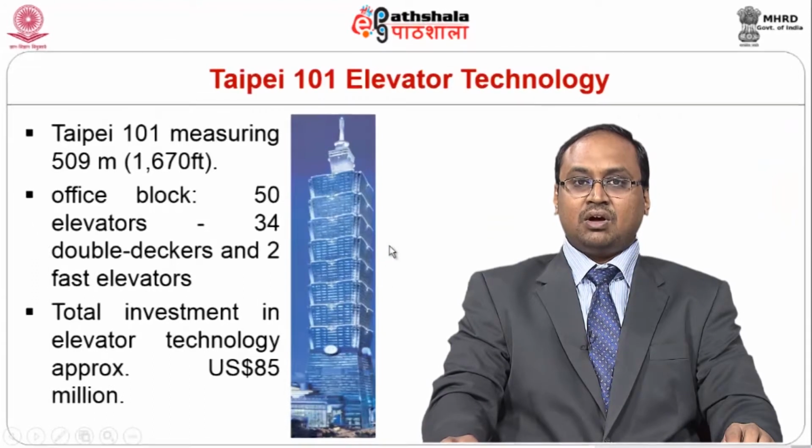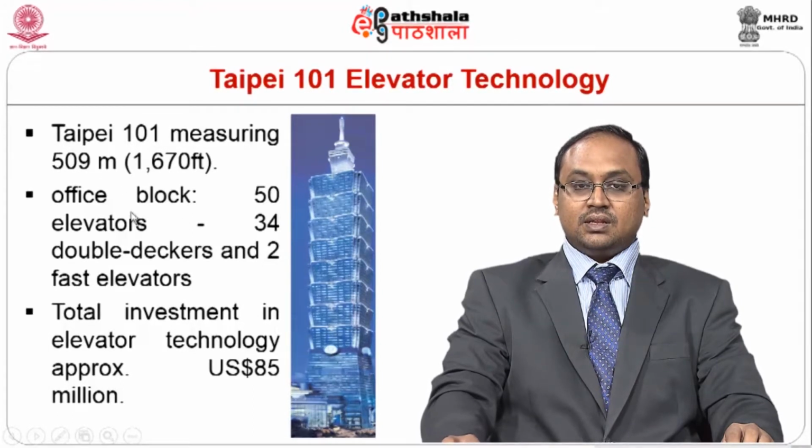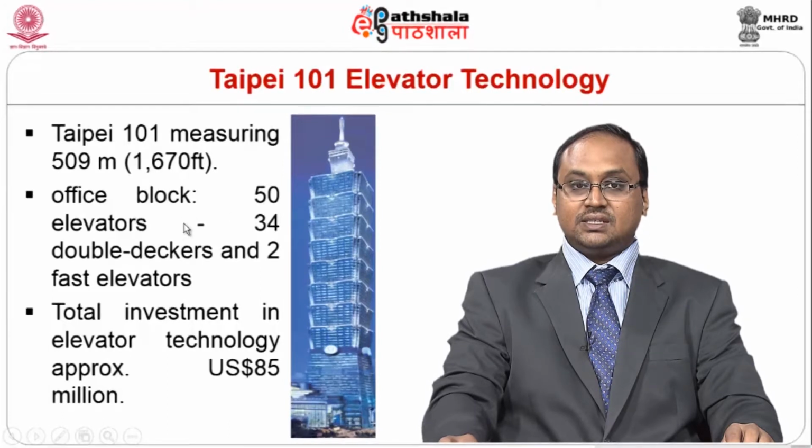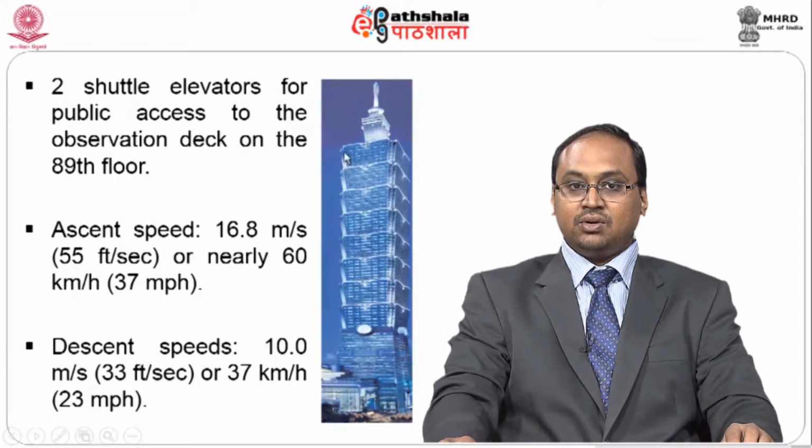Here is an example of Type A 101 elevator technology. Type A 101 measuring 509 meters, I am sorry. The office block has 50 elevators, 34 double deck elevators and 2 fast elevators. The total investment in elevator technology is approximately $85 million. The 2 shuttle elevators are for public access to the observation deck on the 89th floor.